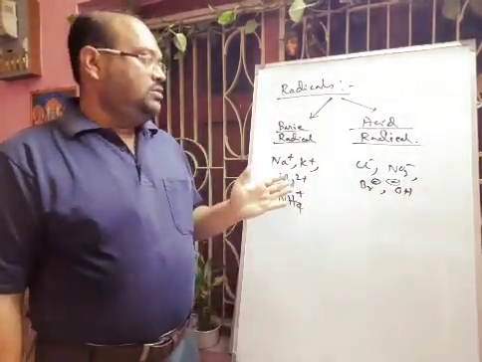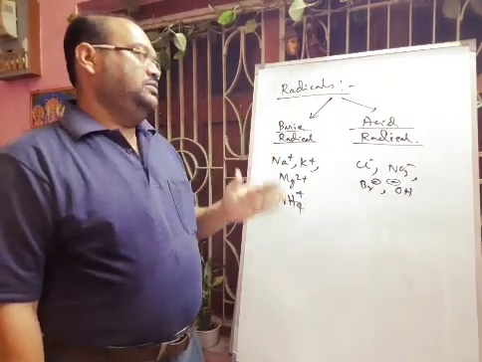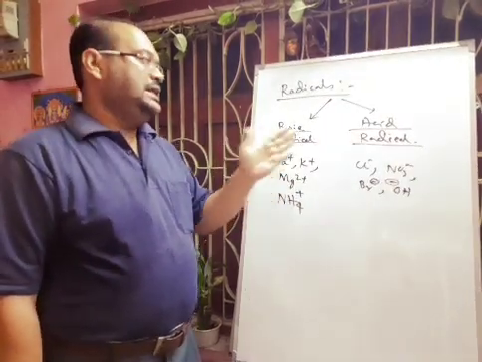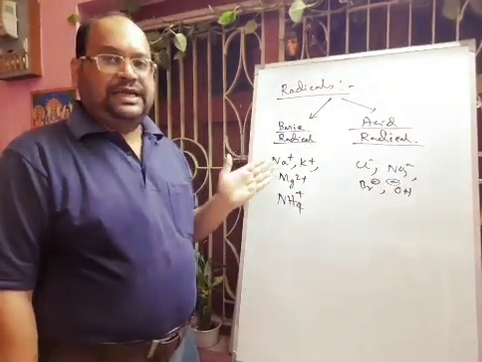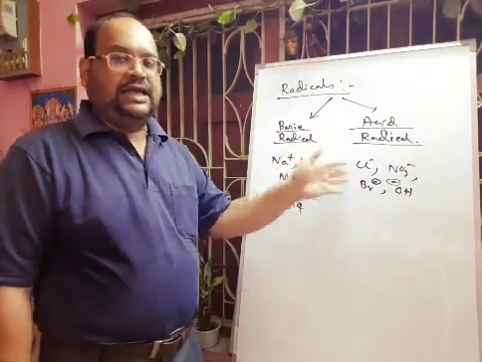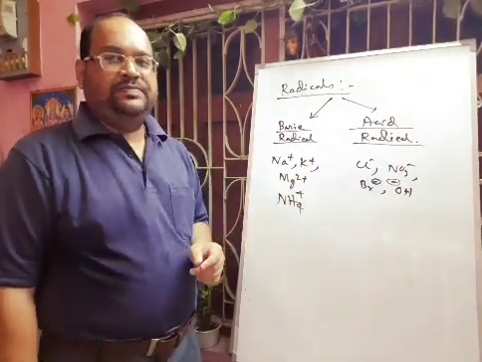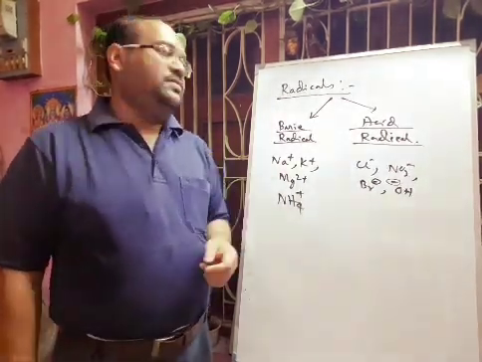So whatever I told here, that radicals are two types. One is basic radicals, another is acid radical. And in case of basic radical, they are generally cations, and acid radicals, they are generally anions. Hope you can understand. Next, generally ionic compounds are made up of two types of radicals.